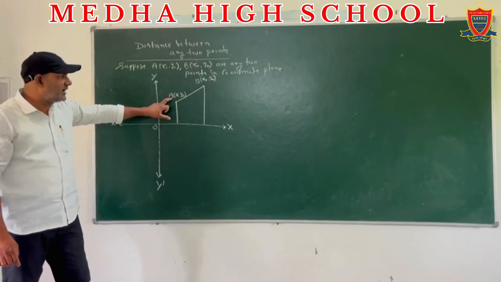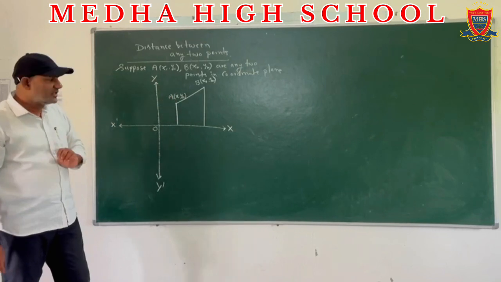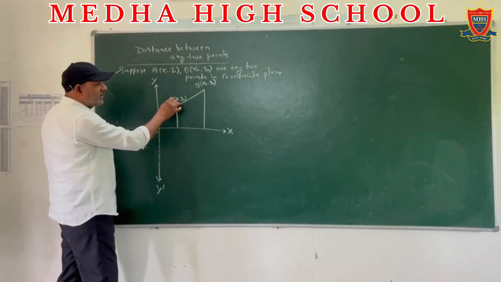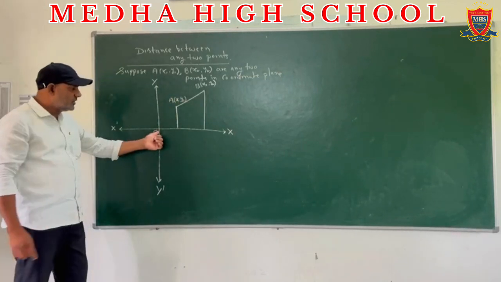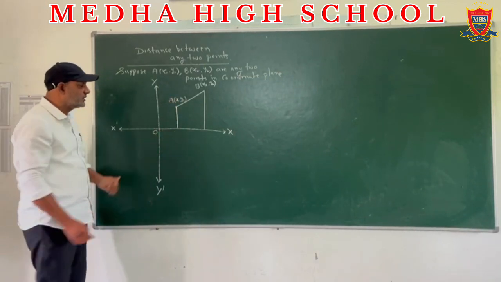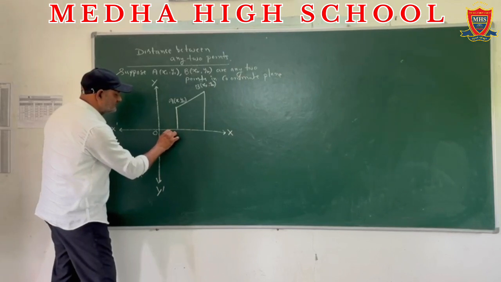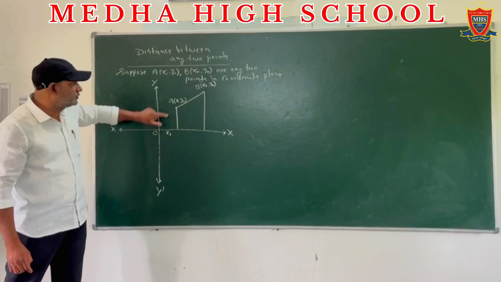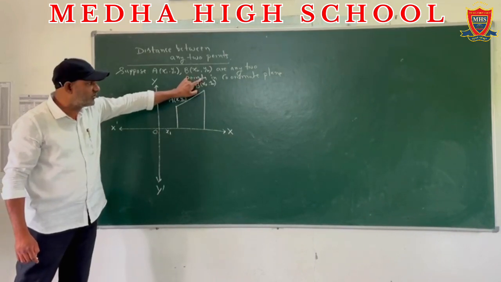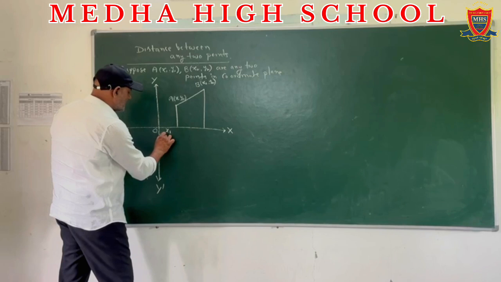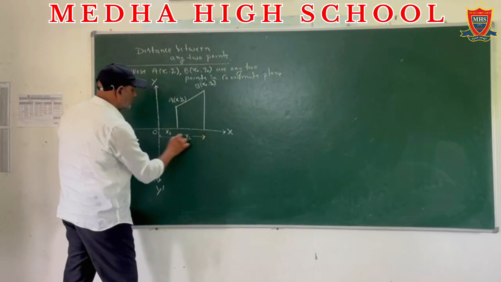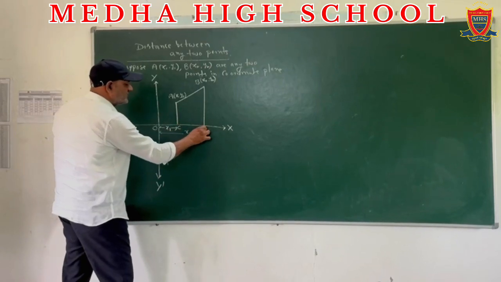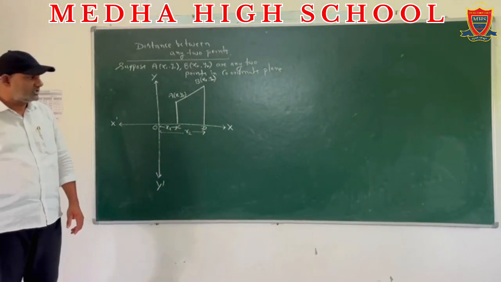The location of point A is (x1, y1). So the distance from the origin to the foot of the perpendicular of A is x1. And the distance from the origin to the foot of the perpendicular of point B is x2. Let us suppose that this is C and this is D.